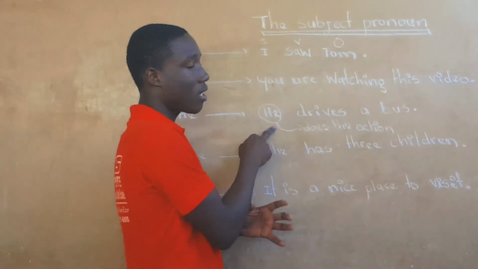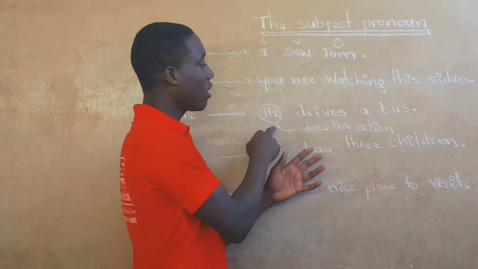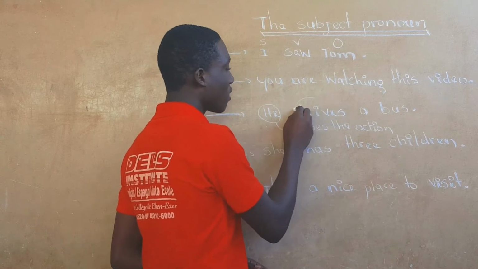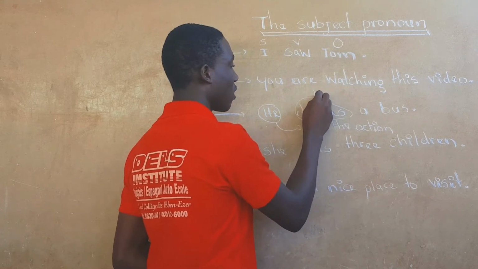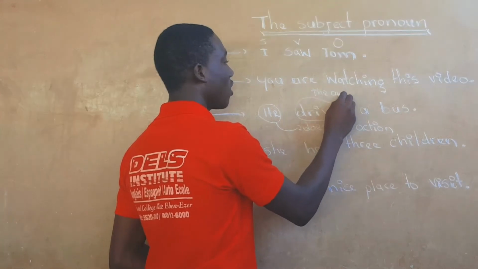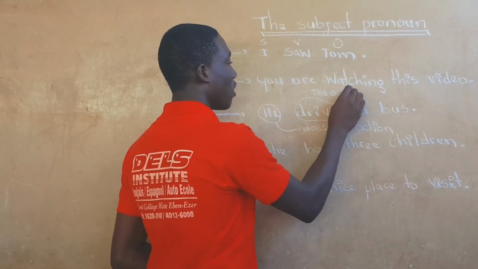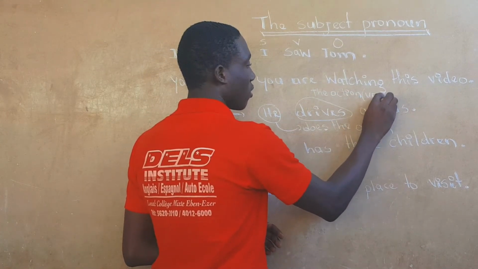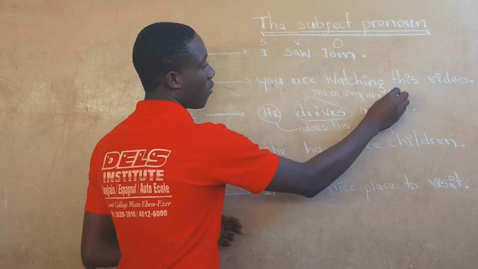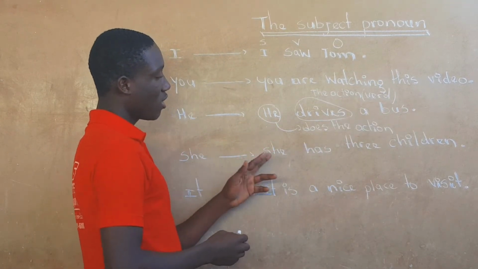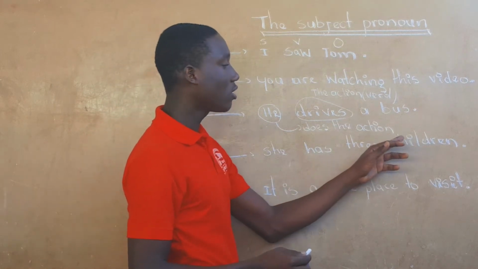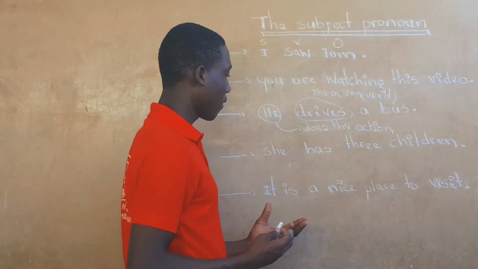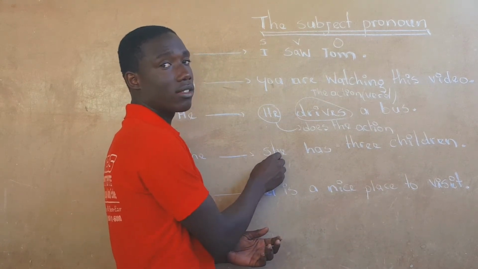He is a subject pronoun, and he does the action also in this sentence. Drives is the action, and it is a verb also. And she has 3 children. She has 3 children. She is the subject pronoun.